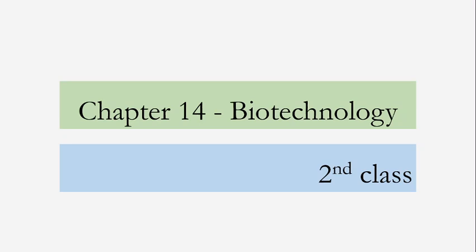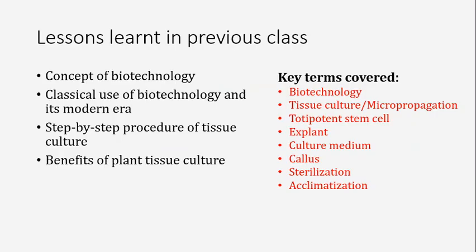Bismillahir Rahmanir Rahim. Welcome to the second class of biology of the chapter 14, Biotechnology. So, in the previous class, we have learned about some aspects of biotechnology. We have learned what is the concept of biotechnology, and we have discussed the classical era and modern era of biotechnology. And we've also learned how plant tissue culture is performed in the laboratory and what are the practical benefits of the plant tissue culture process.